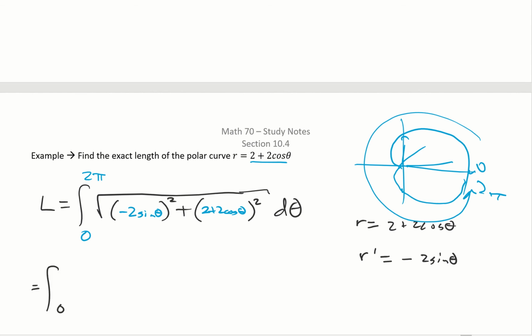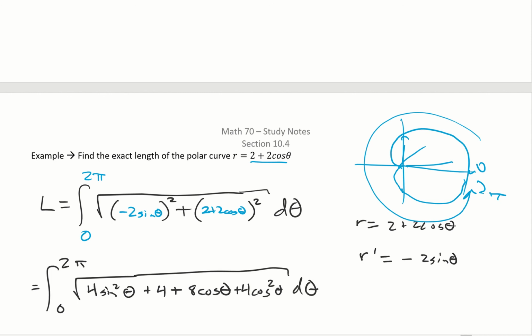Integral 0 to 2 pi. And we're going to square stuff now, so we're going to get a 4 sine squared theta. That's all she wrote there. Plus, now we've got to FOIL this out. We get 2 times 2 is 4. Then we're going to get a plus 2 times 2 is 4, doubled is 8 cosine theta. And then what else are we going to get? Plus 4 cosine squared theta, d theta.